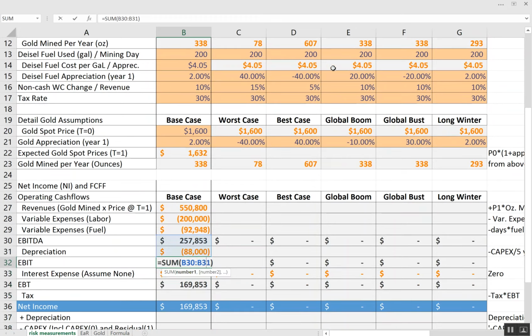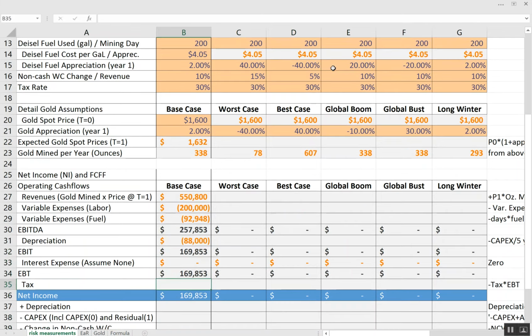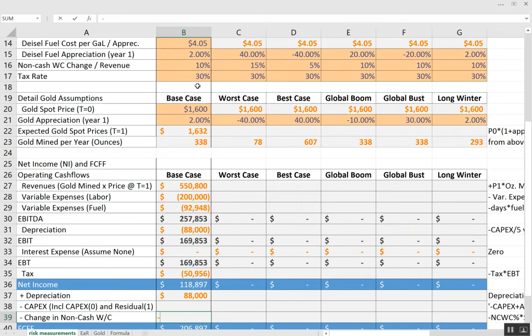I'll assume no interest because I want to calculate an unlevered firm, a firm with no debt. And our tax rate is going to be applied to the EBIT. I'm going to subtract the EBIT times the tax rate, which is right there. That'll give me net income, my point estimate of $118,897. I'm going to add back the depreciation to get to free cash flows. I'm going to subtract the change in working capital. I'm going to skip over CapEx for a minute.